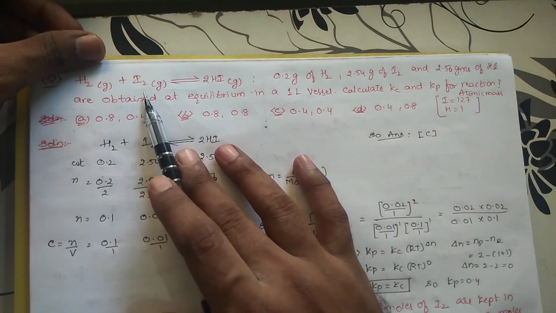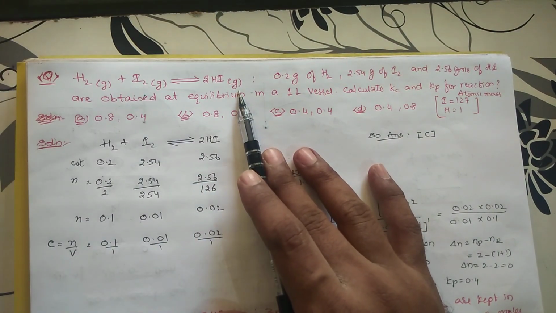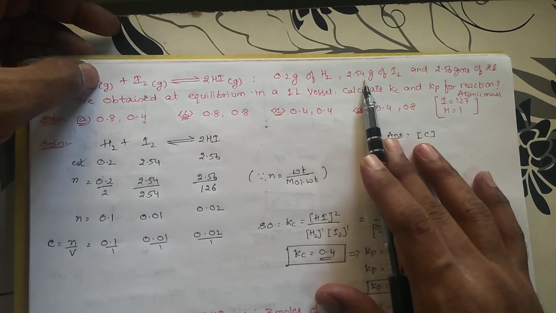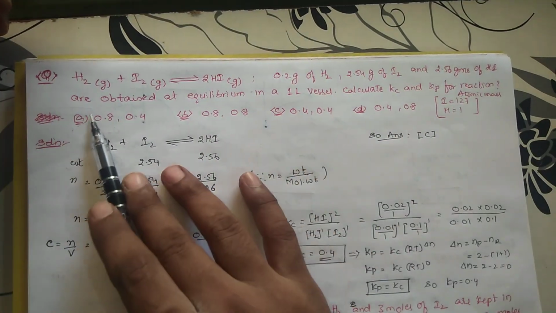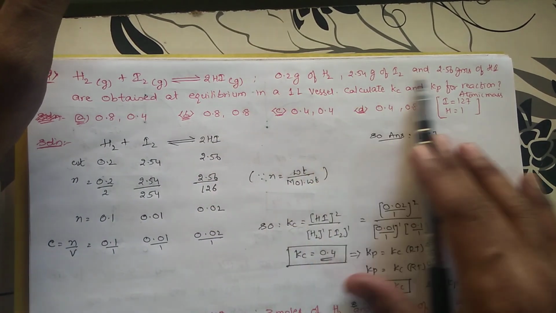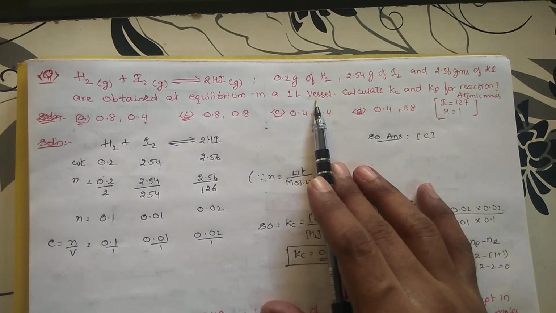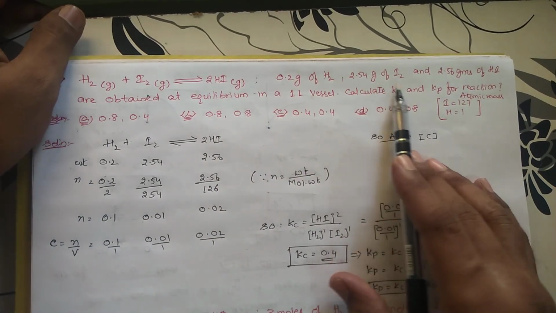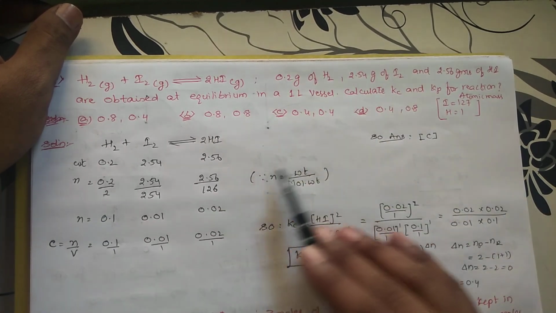H2 in the gaseous state plus I2 in the gaseous state is converting into 2HI in the gaseous state. This is the equation he has mentioned, and he is telling that 0.2 grams of H2, 2.54 grams of I2, and 2.56 grams of HI are obtained at equilibrium. This much weight is present in a 1 liter vessel. You are getting all these values at the equilibrium point. Calculate Kc and Kp for the reaction. He is asking Kc and Kp for this particular reaction.